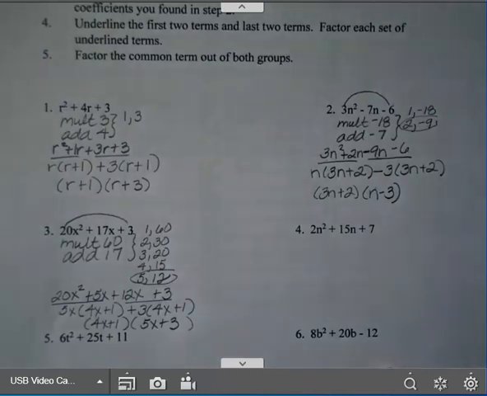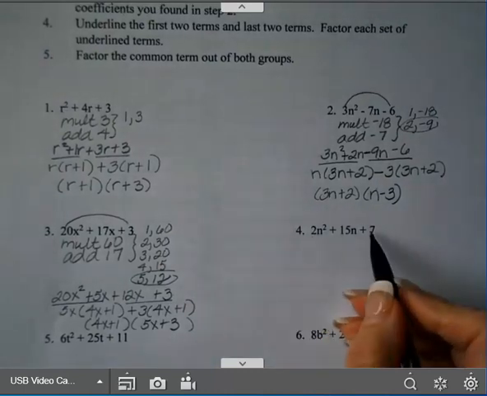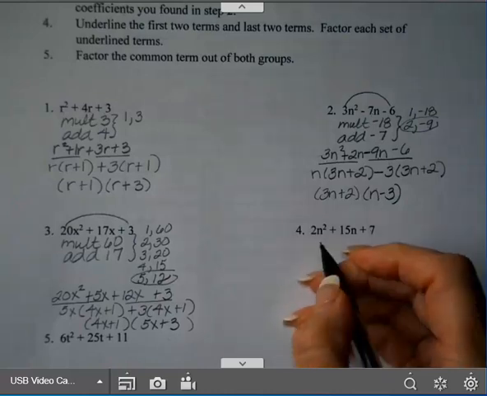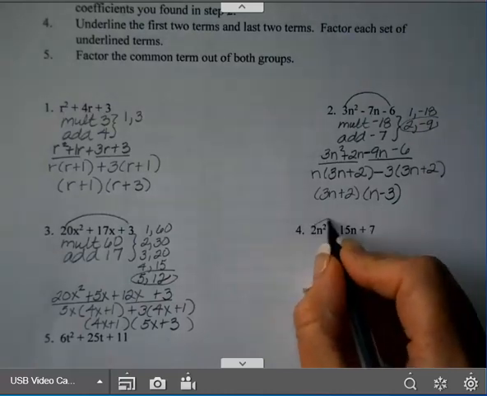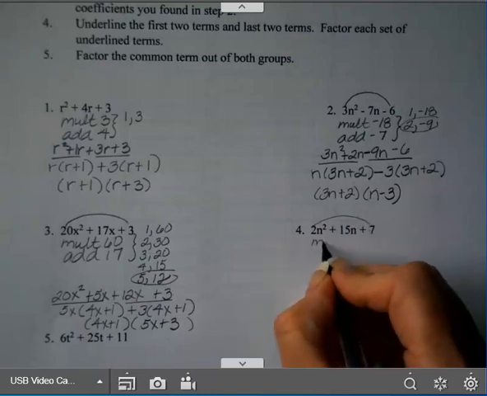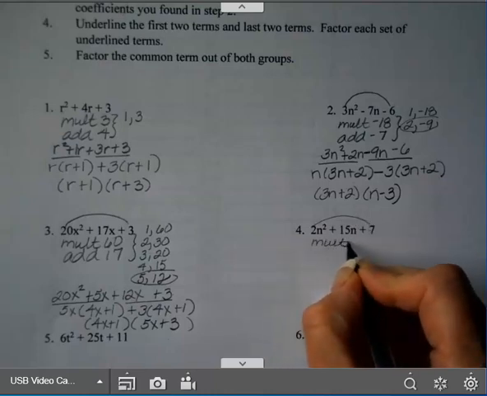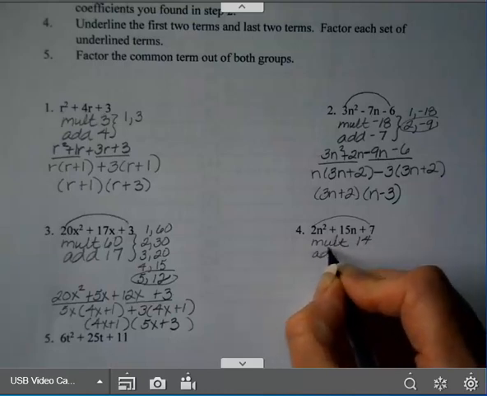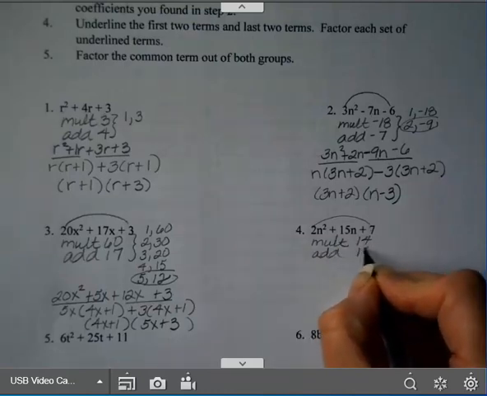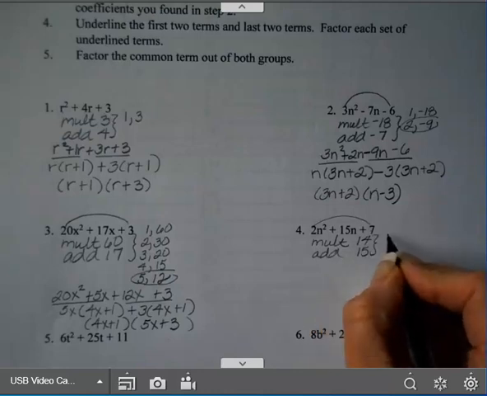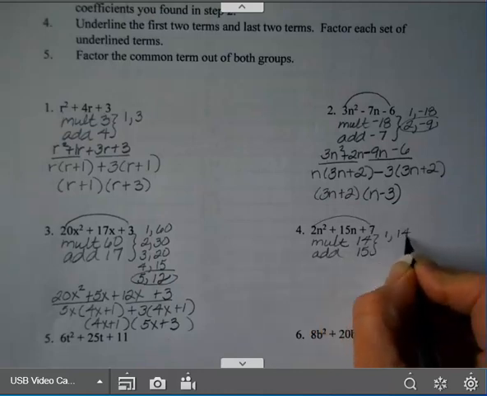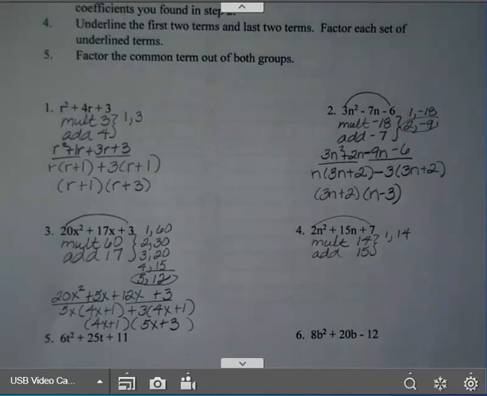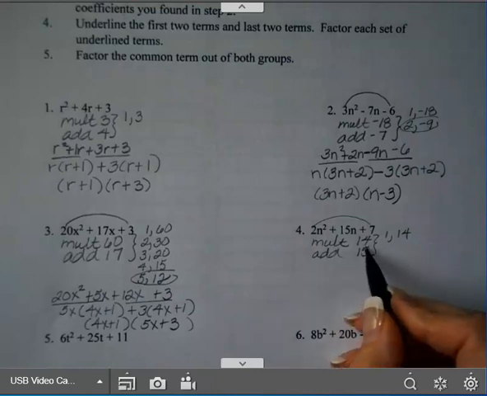Number 4. It is in standard form, highest exponent to lowest exponent. They do not have a greatest common factor. I need to find 2 numbers that multiply to 14, and they need to add to 15. So I've got 1 and 14. That's the pair I need, so I can stop there. I don't have to do 2 and 7.